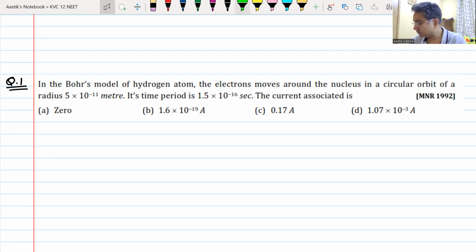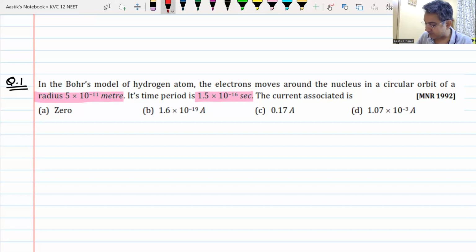So, the radius of the orbit is given as 5 into 10 to the power minus 11 meter, and the time period is given as 1.5 into 10 to the power minus 16 seconds. The answer is option D. It should not have taken so much time. How are you supposed to find out the current in this wire? It is very simple. The time period is given.